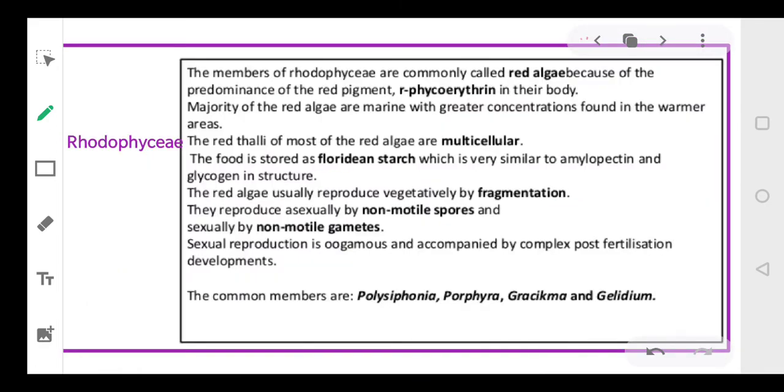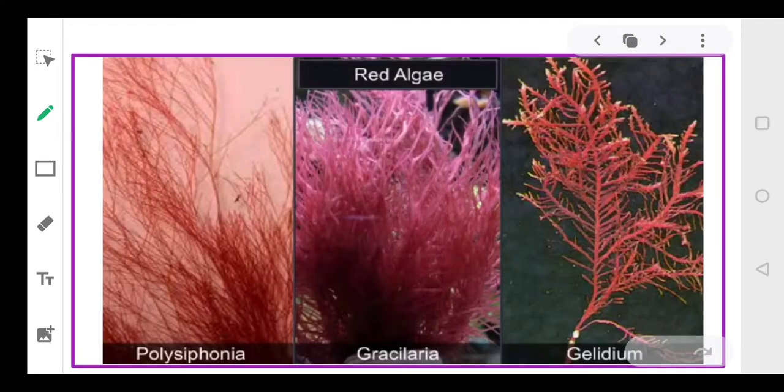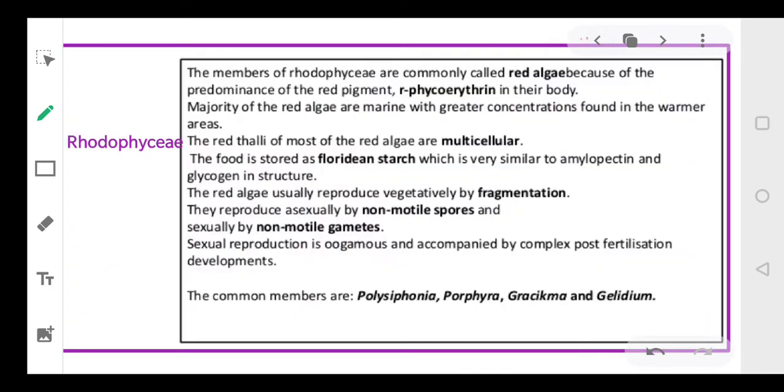Now coming to the third algae, which is called Rhodophyceae. Let's look at the pictures first. As you can see in the diagram, I am showing you some pictures of Polysiphonia, Gracilaria and Gelidium. And you can note it down, they are basically red in color, isn't it? They are different shades of red color. So your Rhodophyceae is called a red algae.